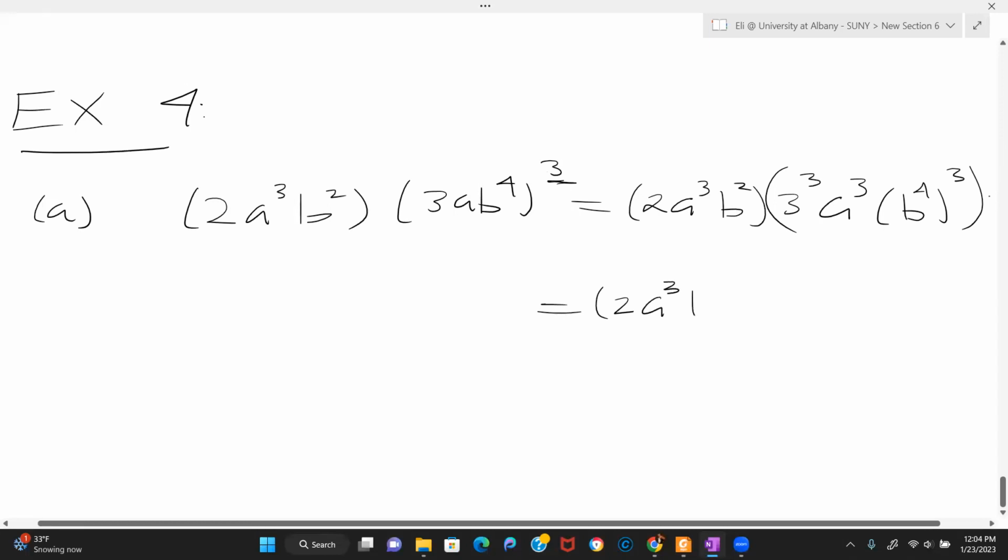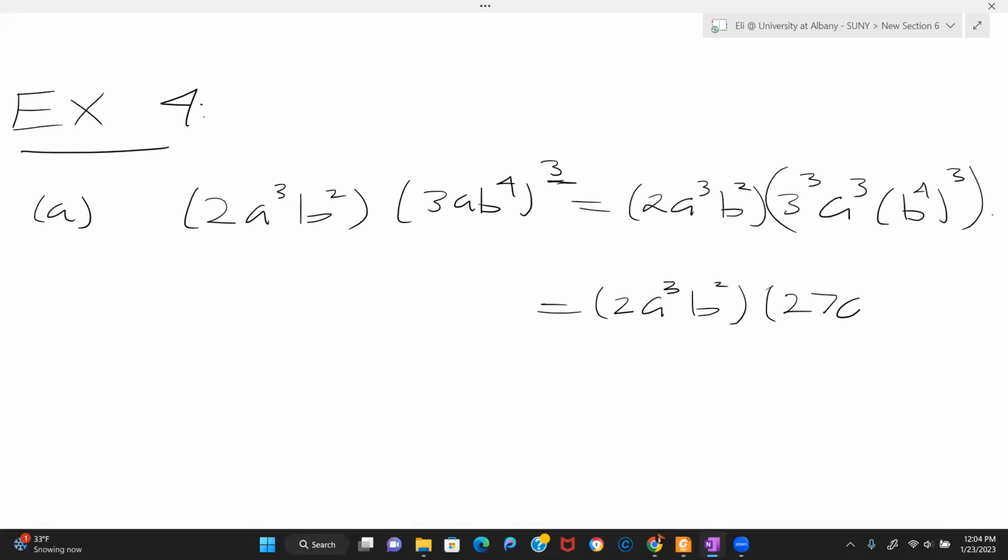So this is the first factor still. Now let's simplify the other factors some more. So 3 to the third is going to be 27, a to the third we just keep as a to the third, and then b to the fourth to the third. Remember, when you have an exponent to an exponent, you multiply the exponents. So 4 times 3 is going to be 12.